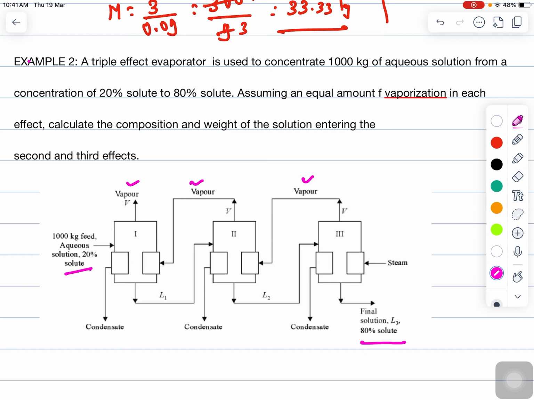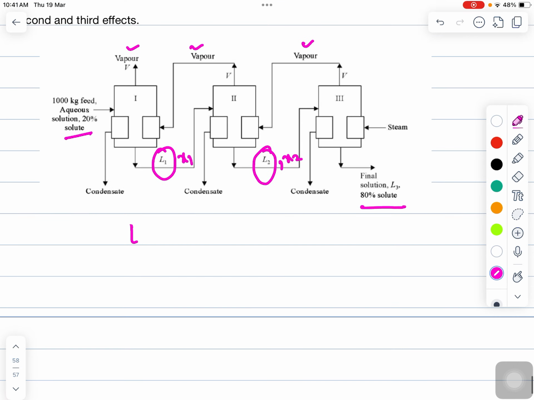So you are supposed to calculate the composition and weight of the solution entering, right? If you see here, for the solution entering the second effect, that is L1 and X1, you have to calculate, and L2 and X2 you have to calculate. So in this particular problem you have to calculate L1 equals what, L2 equals what, X1 equals what, and X2 equals what. It's a very good question, just try to understand.